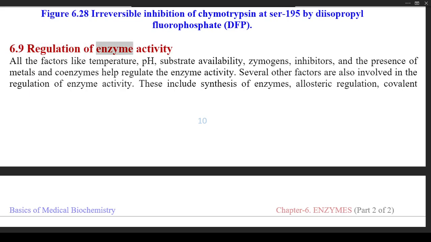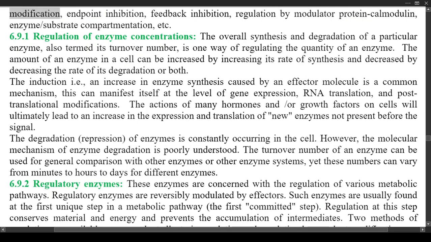6.9 Regulation of enzyme activity. All the factors like temperature, pH, substrate availability, zymogens, inhibitors, and the presence of metals and coenzymes help regulate the enzyme activity. Several other factors are also involved in the regulation of enzyme activity. These include synthesis of enzymes, allosteric regulation, covalent modification, endpoint inhibition, feedback inhibition, regulation by modulator protein calmodulin, enzyme/substrate compartmentation, etc.